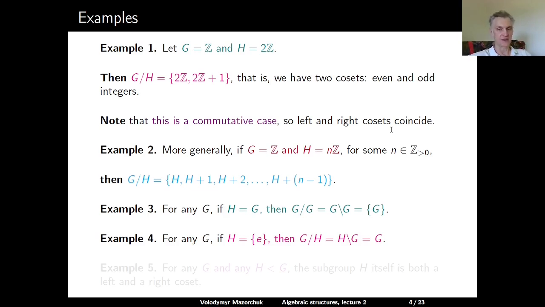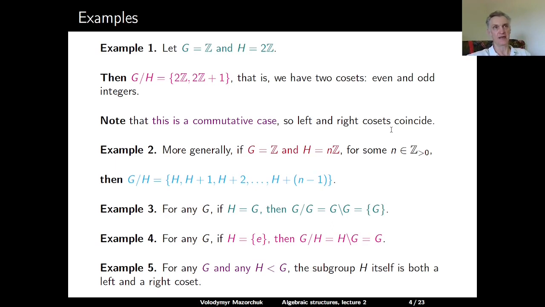So the set of left and right cosets, these two sets coincide, and they both coincide to our group G. Example 5. For any group G and any subgroup H in G, the subgroup H itself is both a left and a right coset, which corresponds to any element in this subgroup. If you take H and multiply on the left or on the right with any element of this subgroup, we get exactly the subgroup as an outcome.